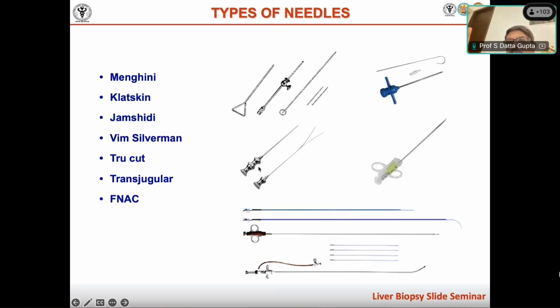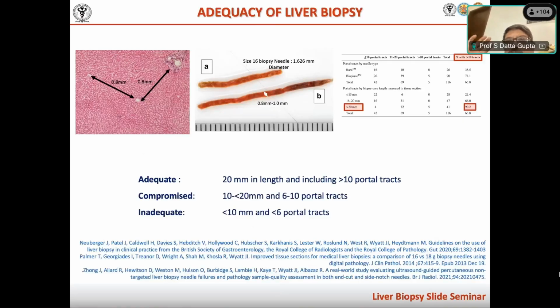It depends on what your gastroenterologist or clinician is comfortable with, and you take biopsies in that. All are equally good or equally bad, and they are all safe in good hands, right?